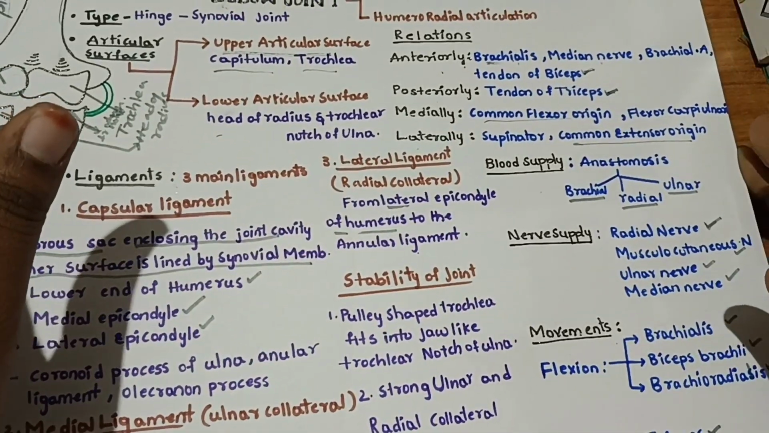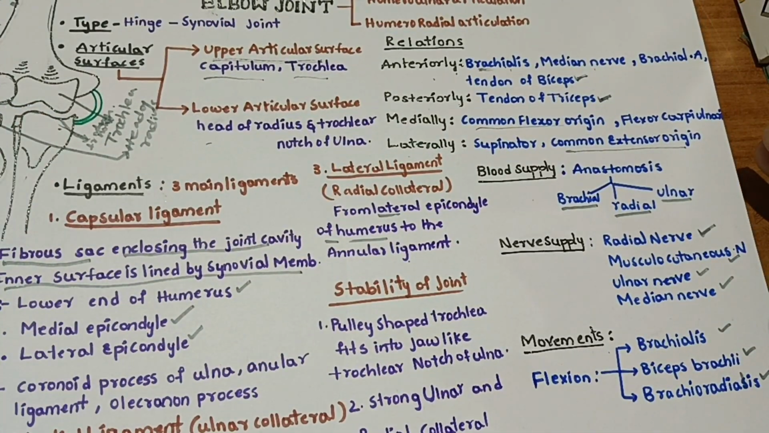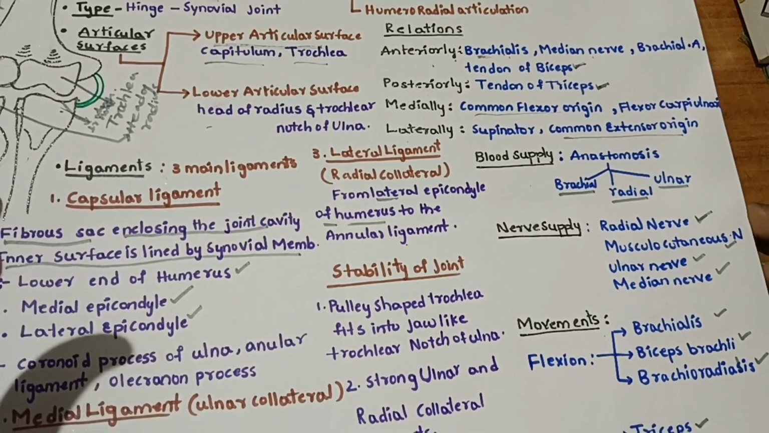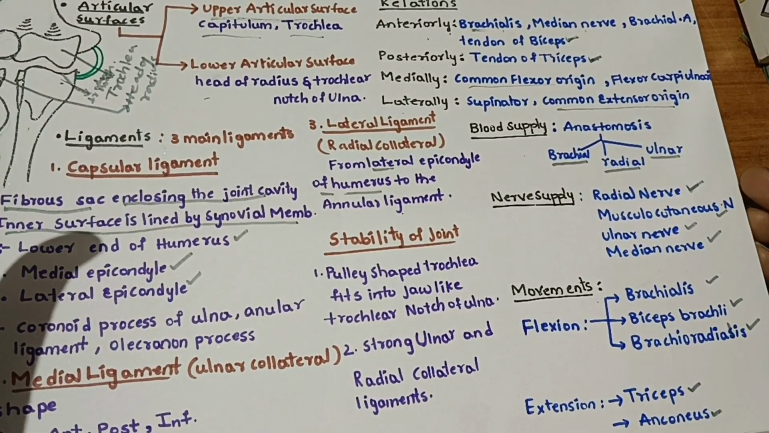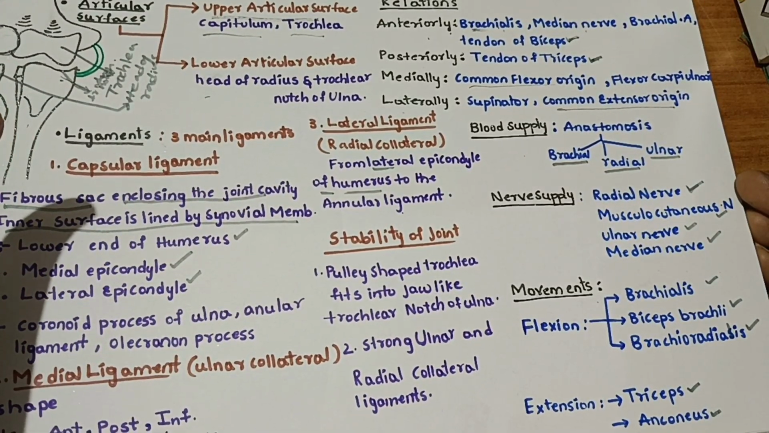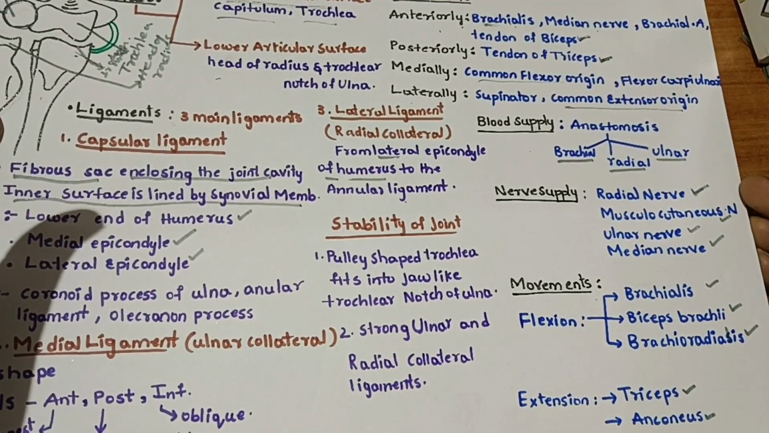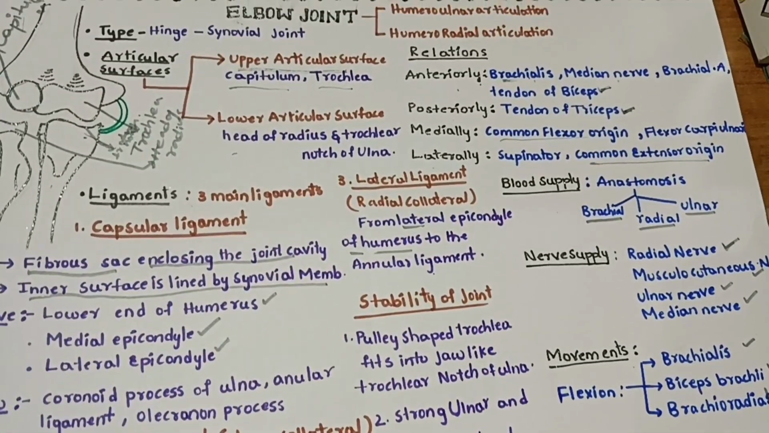The blood supply is by an anastomosis around the elbow joint formed by branches from the brachial, radial and ulnar arteries. The nerve supply is by the radial nerve, musculocutaneous nerve, ulnar nerve and the median nerve. What are the movements? There are two main movements, flexion and extension. Flexion is by brachialis, biceps brachii and brachioradialis, whereas extension is by triceps and anconeus. This is the complete discussion of the elbow joint.